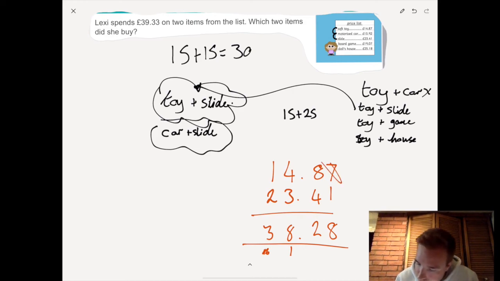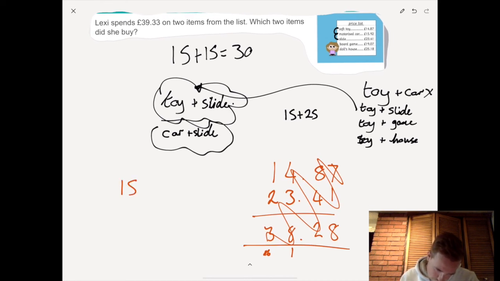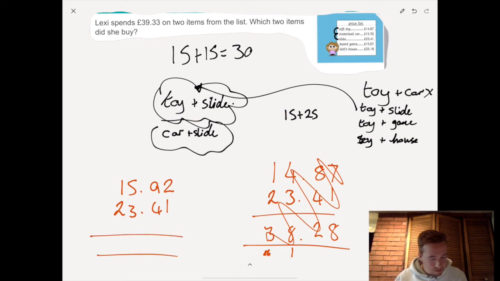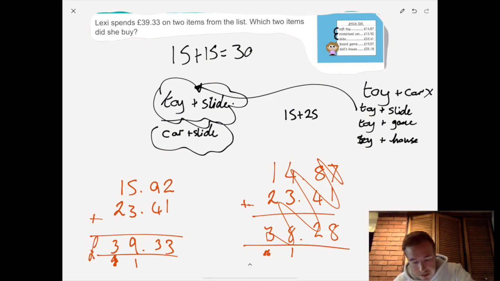So car and slide, let's check that one. So you've got £15.92 and £23.41. Okay, 3, that's looking good. 13, carry, 5, 6, 7, 8, 9, it's looking good. And I've got no carry, made the mistake again. Yeah, there you go. So that's the answer, isn't it? Car and slide is the answer.